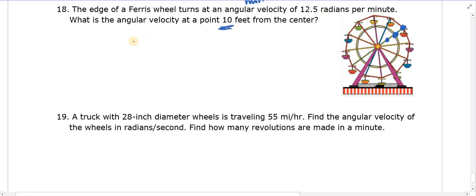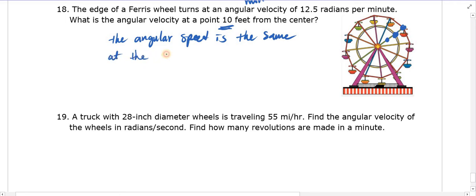So I'm going to say the angular speed is going to be the same, or the angular velocity is going to be the same, because the angular velocity is the change in the central angle with respect to time. So I'm going to say the angular speed is the same at the edge or close to the center.